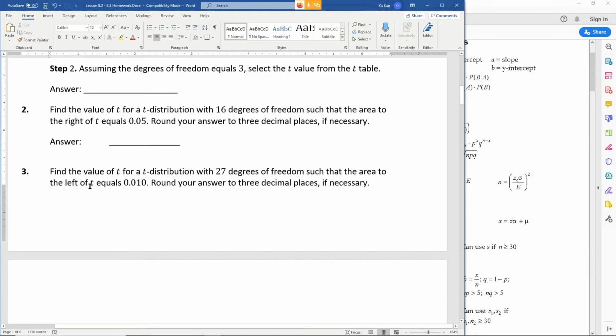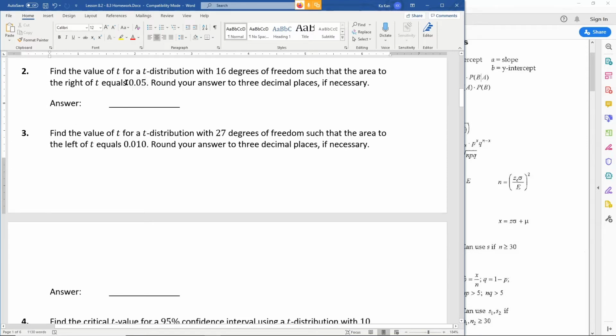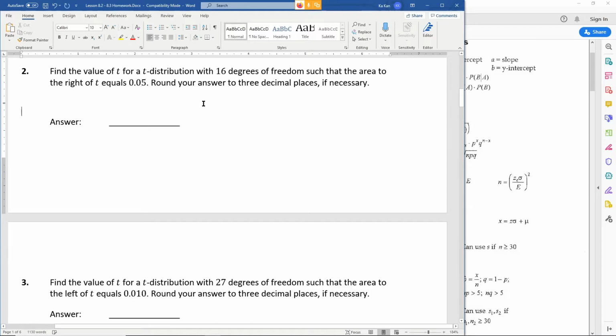Now, number 2, find the value of t with 16 degrees of freedom. In this problem, the degree of freedom equals 16. That means the sample size is 17 for one sample. If one sample, you subtract one. Two samples, subtract two, but that's beyond the scope of this class. The area to the right is 0.05, so you can think of that as one tail.